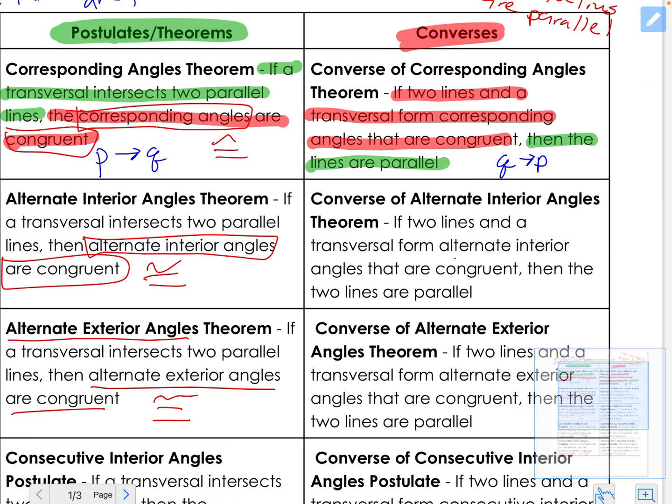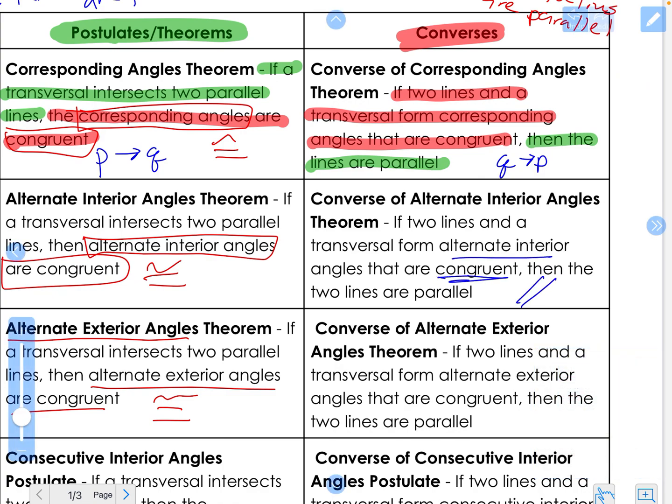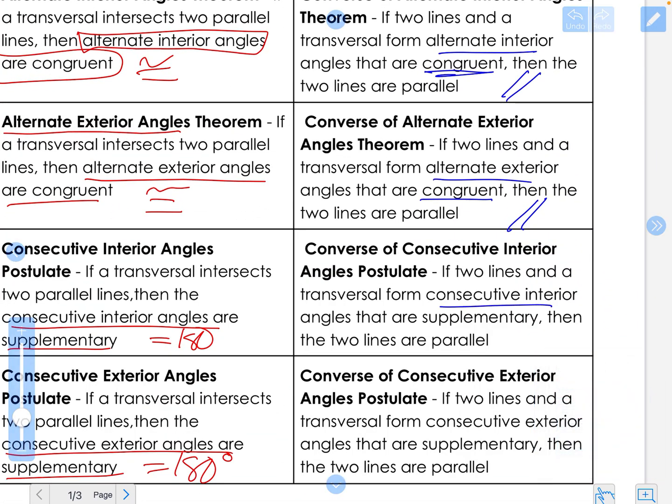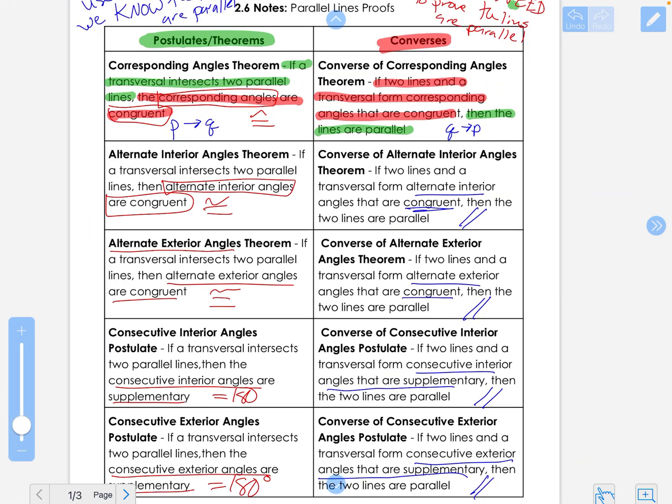When we know that we have alternate interior angles and they are congruent, then we know our lines are parallel. If we know that alternate exterior angles are congruent, then we know the two lines are parallel. If we know that our consecutive interior angles are supplementary, then we know the lines are parallel. If they have consecutive exterior angles that are supplementary, again, we know that they are parallel. So we use the converse to prove that lines are parallel.